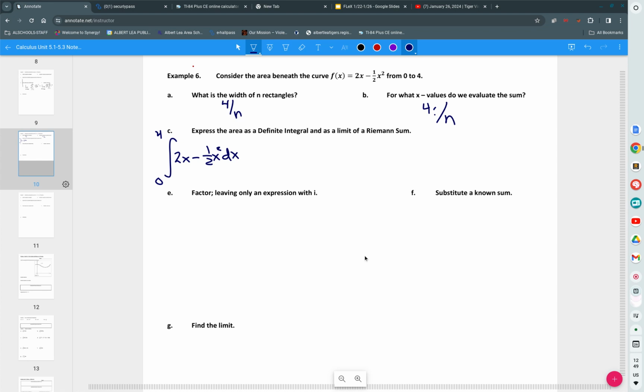All right, so equals the limit as n goes to infinity of the sum from i equals 1 to n of, now what do we do? Plug 4i over n into the function. Excellent. So 2 times 4i over n minus 1/2 times 4i over n quantity squared. And we take all of that, the entire thing, times 4 over n.